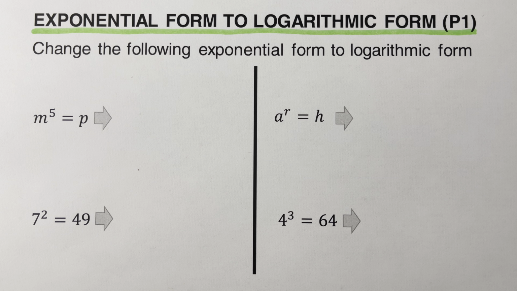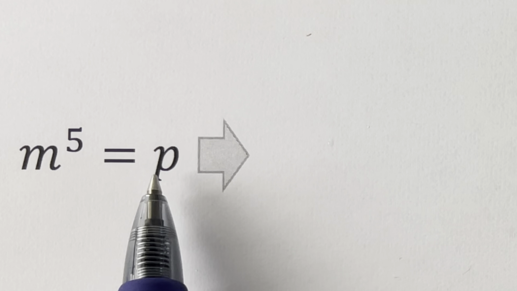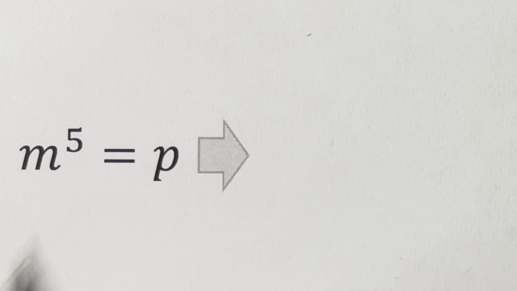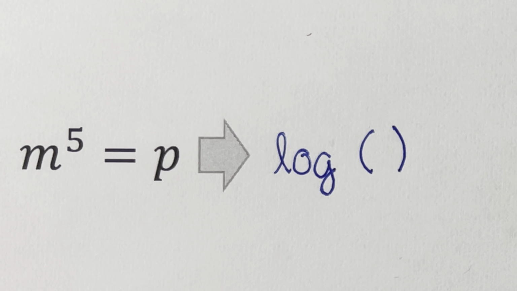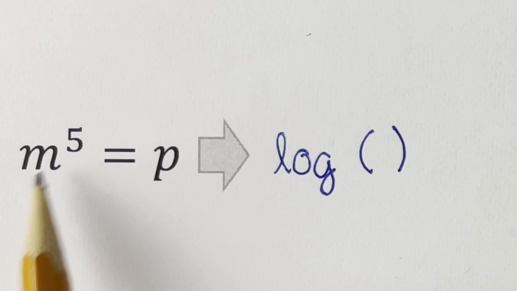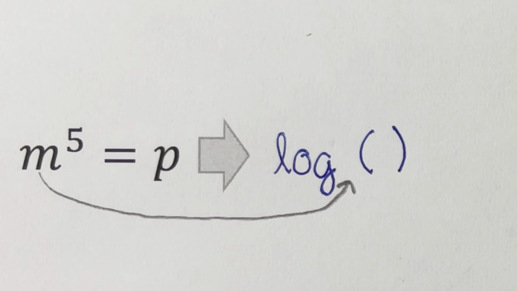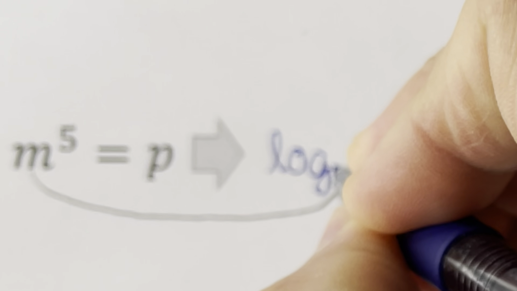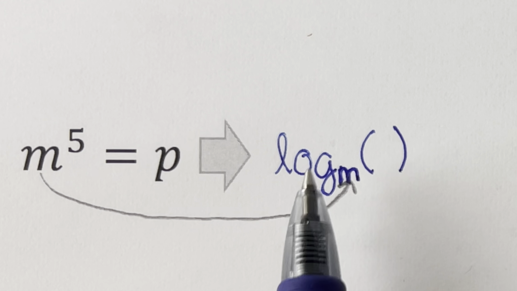Okay, so let's take this first example right here. We've got m raised to the power 5 is equal to p. Again, we're supposed to change this to its equivalent logarithmic form. So this is how it's going to look like. We're going to write the log. Please remember that the base of this exponential form is going to become the base of the logarithmic form. So I'm just going to go ahead and write this letter m right here. By the way, this letter m is a subscript. Subscript means it's a small letter m, smaller compared to the rest of them.